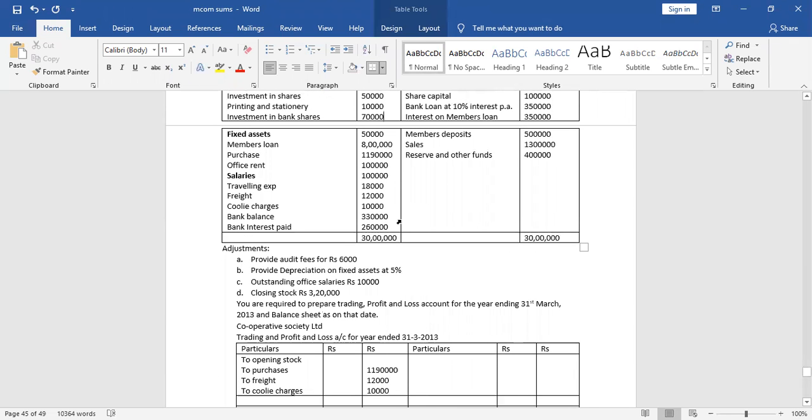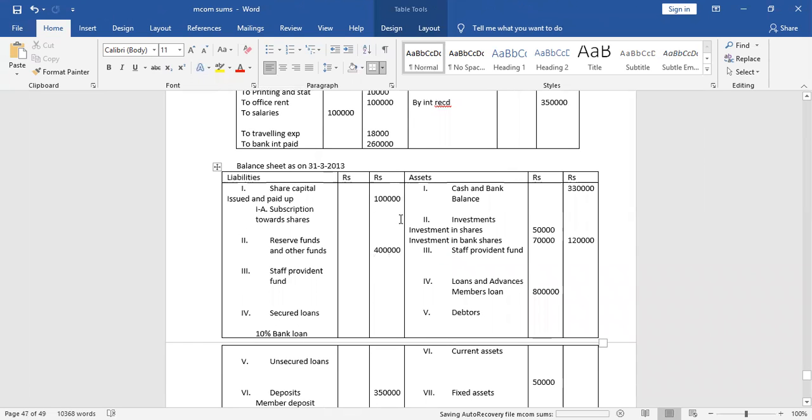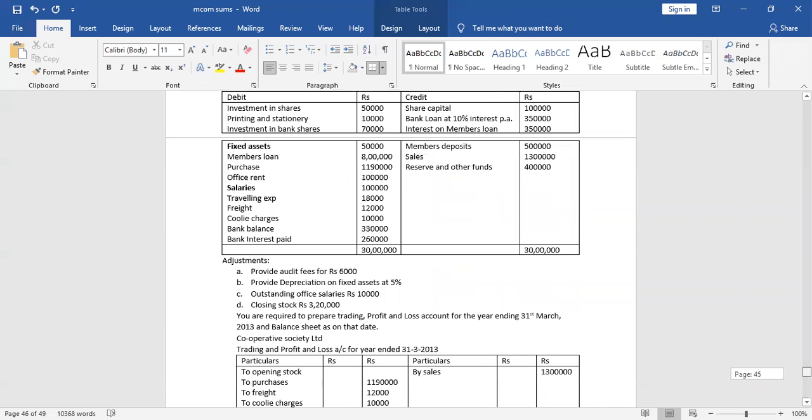Sales 13 lakhs. So I will write here by sales 13 lakh. Reserve and other fund 4 lakh. So in the reserve and other fund I will write 4 lakh. So this one has gone down, so I will bring it up. Okay, so all the items are done.